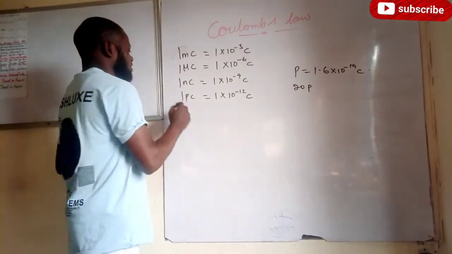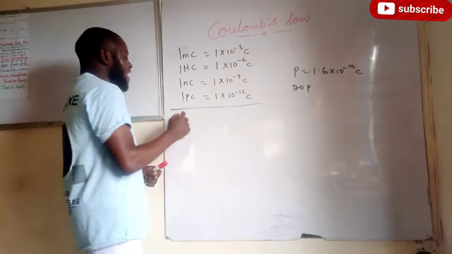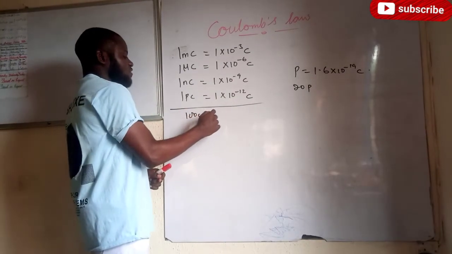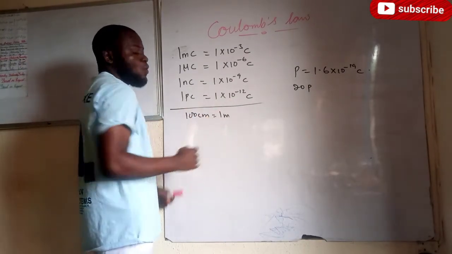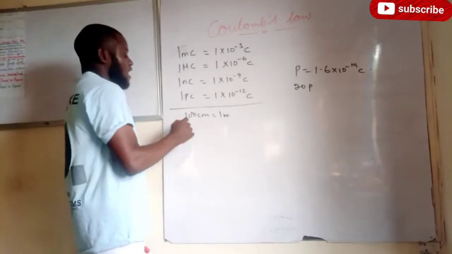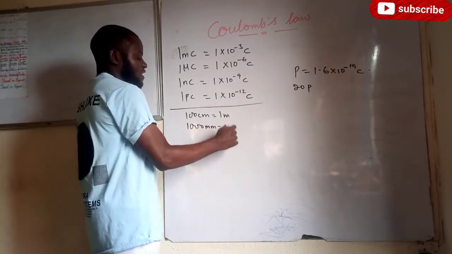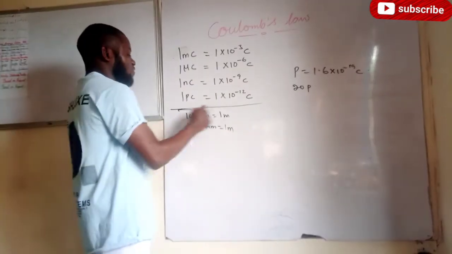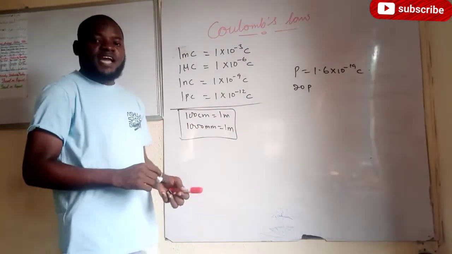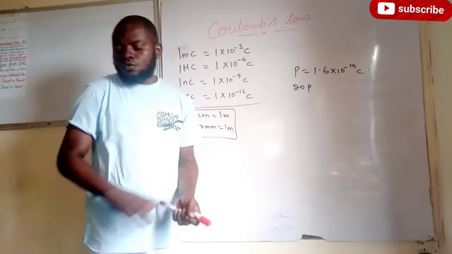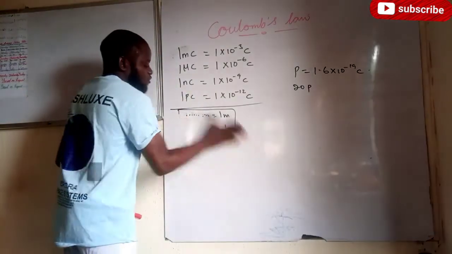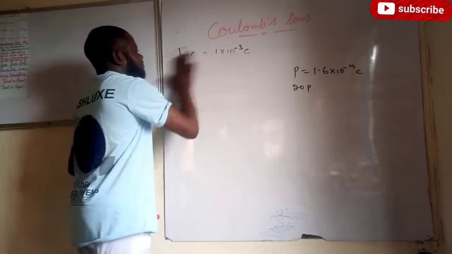The same thing goes to the distance between them. If I have 100 centimeter, this is equivalent to 1 meter. Are we together? And when I have 1000 millimeter, this is what will give us 1 meter. You should memorize these two very, very well. They are also useful. Cool. I think now we are good to go for the questions now.